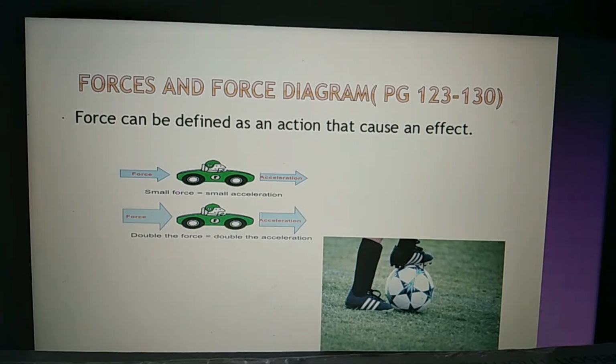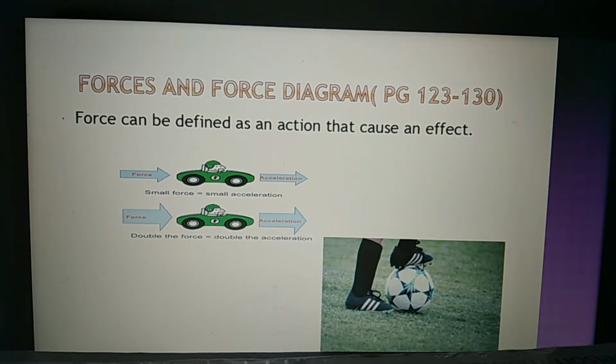Today we would go on with our topic, Mass and Weight, Unit 6 of our student book. And in today's lesson, we'll be discussing forces and force diagrams. So, let's start. What are forces? Force can be defined as an action that causes an effect.